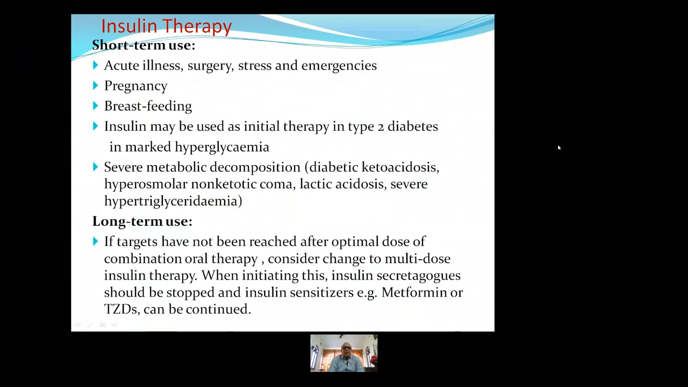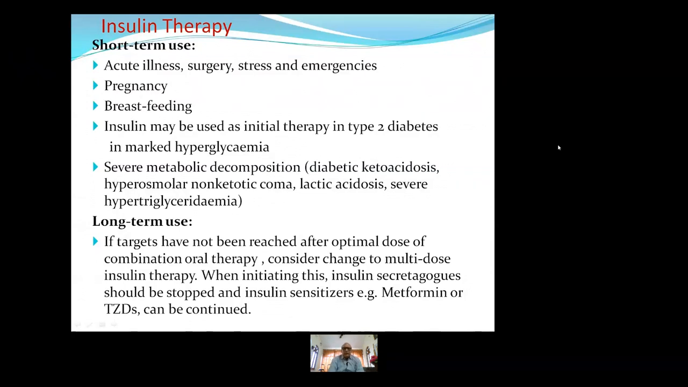Insulin therapy. Short term use: acute illness, surgery, stress, and emergency. In pregnancy, during breastfeeding, insulin may be used as initial therapy in type 2 diabetes in marked hyperglycemia. Severe metabolic decompensation: diabetic ketoacidosis, hyperosmolar non-ketotic coma, lactic acidosis, severe hypertriglyceridemia, and long-term use.